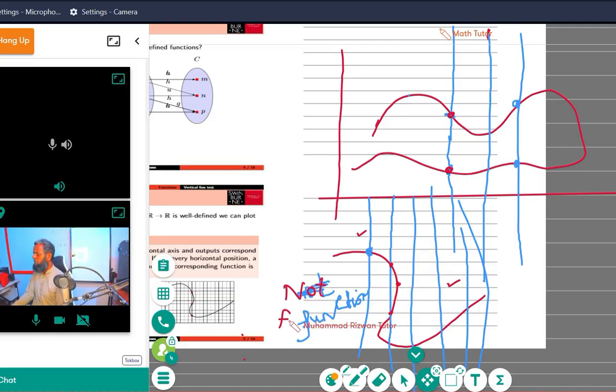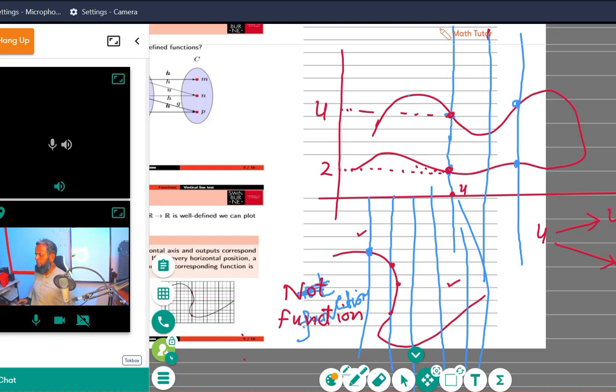That's a good question. Very good question. For one input there are more than one output. Okay, here you should see. For example, here we suppose 4. For 4 there are more than one y value. I suppose there is 2 here, and for 4 there is 4 here. So for 4 there are 2 images. If there are more than one image, you already know that it is not a function.